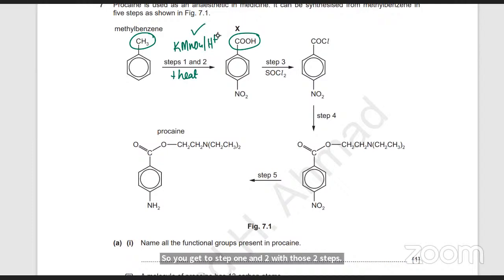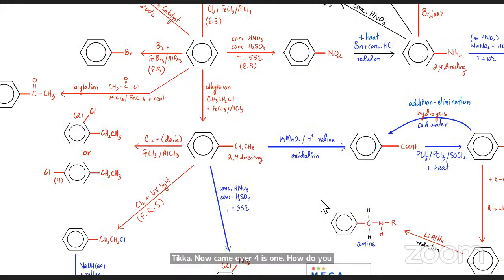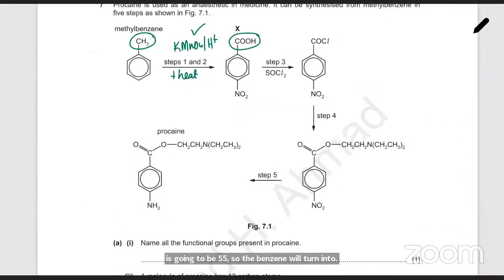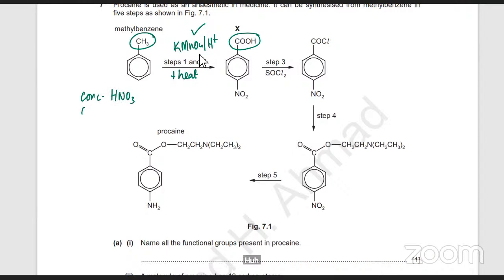Now we have a problem. KMnO4 is one. How do you nitrate a benzene? What is the nitration of benzene? Nitration uses concentrated nitric acid and concentrated sulfuric acid, with the temperature at 55 degrees, so the benzene will turn into NO2. I want to know which step is step 1 and which one is step 2. Sir, nitration is step 1. Nitration happens first? Yes, sir.